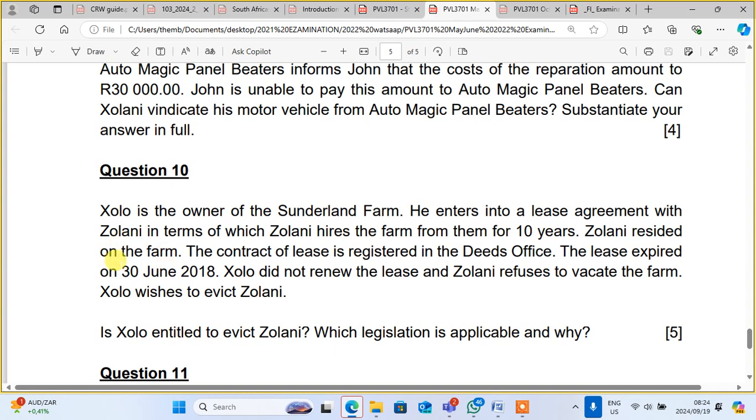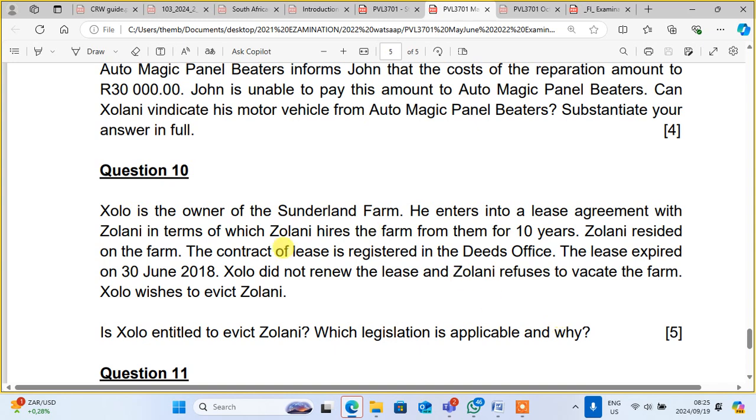Then you will get a question like this, question 10, which says that Xolo is the owner of the Sunderland farm. He enters into a lease agreement with Zolani, in terms of which Zolani hires the farm from them for 10 years. Zolani resided on the farm. The contract of lease is registered in the deeds office. The lease expired on 30 June 2018. Xolo did not renew the lease and Zolani refuses to vacate the farm. Xolo wishes to evict Zolani. Is Xolo entitled to evict Zolani? Which legislation is applicable and why?